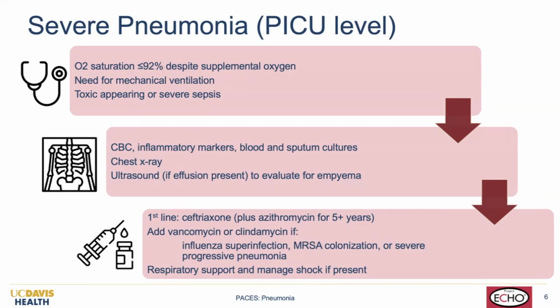So talking about severe pneumonia, these patients typically are PICU level patients. These patients are hypoxic despite supplemental oxygen, so they may need even more additional support, including potentially mechanical ventilation. As we were talking about, this is the patient who looks really ill, so toxic or looks like they have sepsis. For these patients, we would get cultures like we were just talking about, CBC, and inflammatory markers. And then the other piece of this, and I'm going to have Leah comment on it too, is that in this population, we often are getting an ultrasound if we're concerned at all for an empyema.